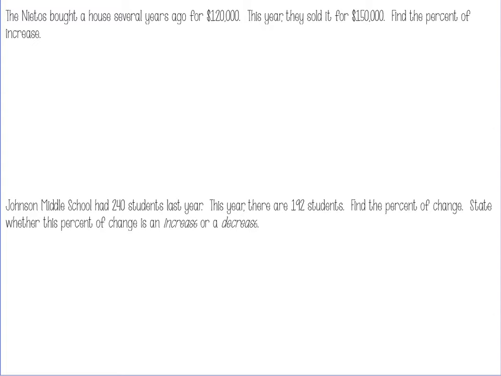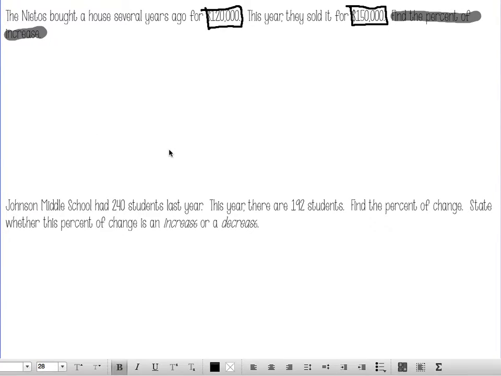This year they sold it for $150,000. So we need to find the percent of increase. So we have to look at what numbers are important. I know that 120,000 is important, 150,000 is going to be important. And my question in this case is find the percent of increase. So if I list my parts again like I did before, I'm actually going to type them out so they look a little bit better.